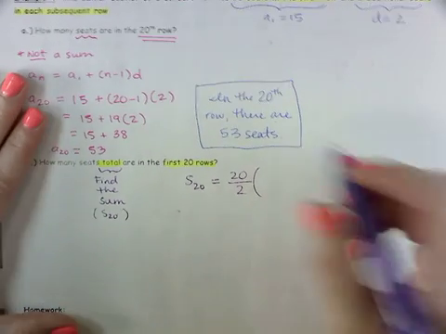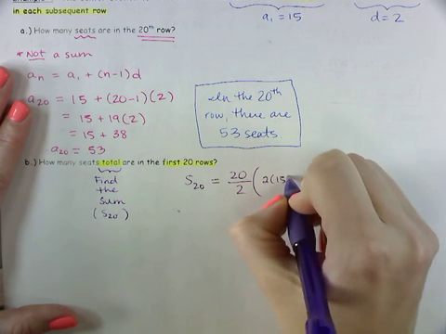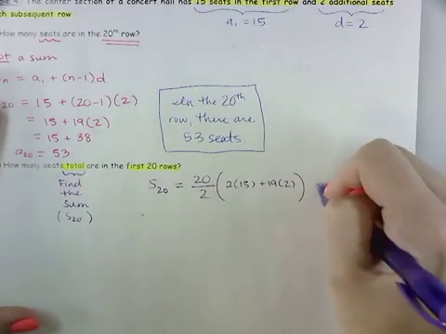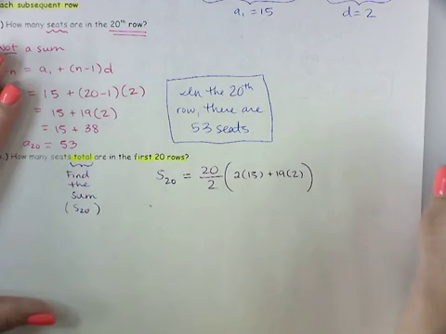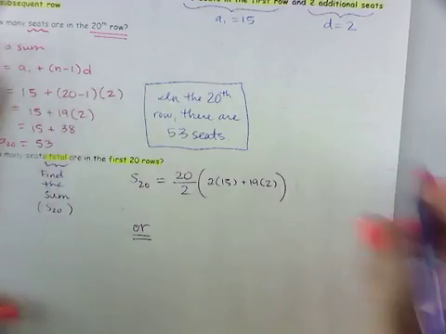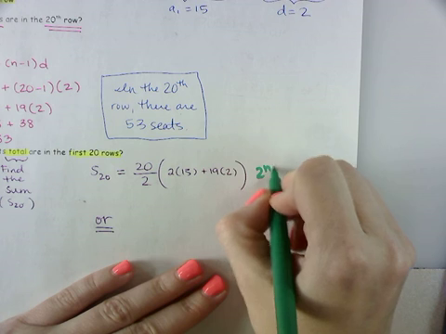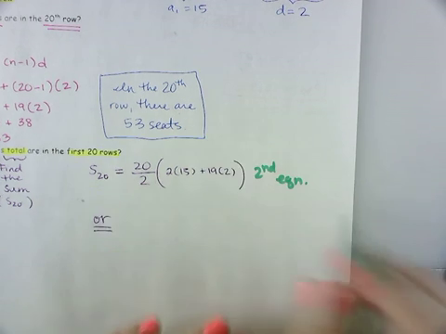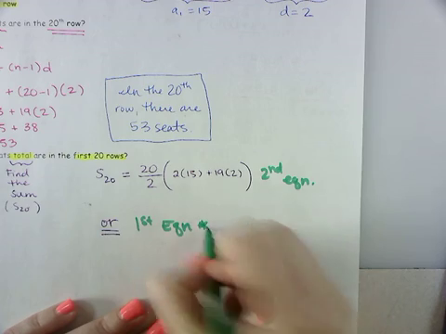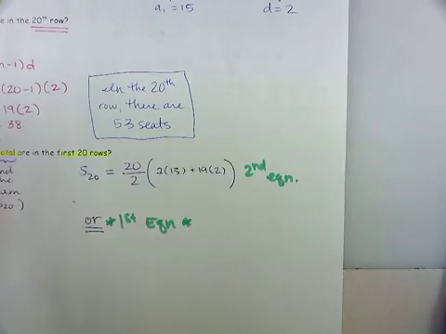So if you use the first formula, you do 2 times 15 plus 19 times 2. Yeah, or this is the second equation, so I'll just write that down. This is the second equation. Or the first equation, which for this one I would use the first equation.